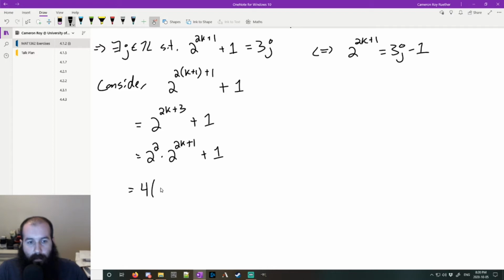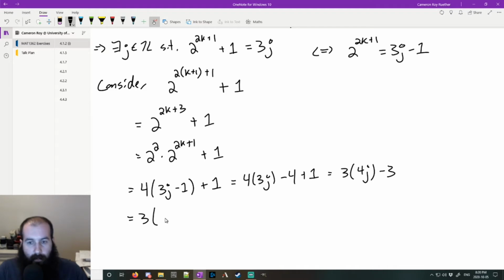This is 4 times 3j minus 1 plus 1, which we can expand. This is 4 times 3j minus 4 plus 1, which is 3 times 4j, swapping the 3 and the 4, minus 3. And now this 3 factors out nicely. This is 3 times 4j minus 1. And so since the expression at k plus 1 is a multiple of 3, this means that 3 divides the expression at k plus 1, which concludes the inductive step.